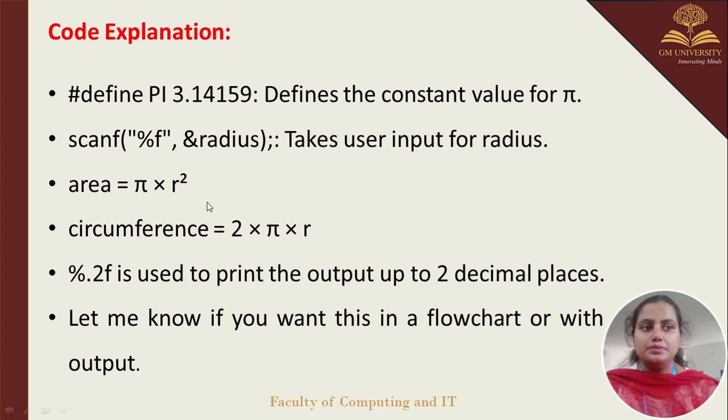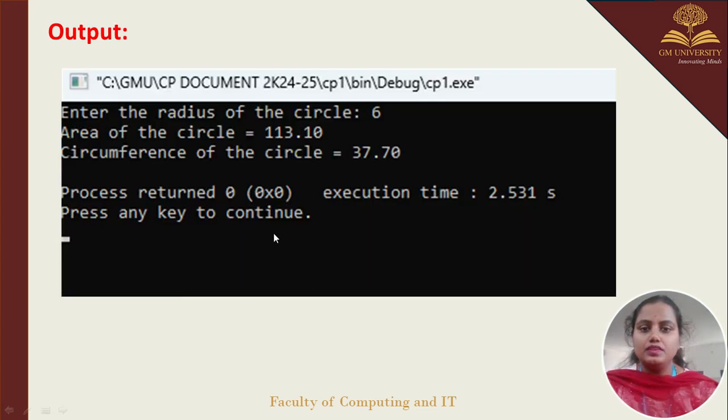To summarize, some key points of this source code: %.2f is used to format the result to 2 decimal places here. This program teaches us about input and output, and using constants, variables and mathematical operations. This is the output after the execution of the C programming source code here.